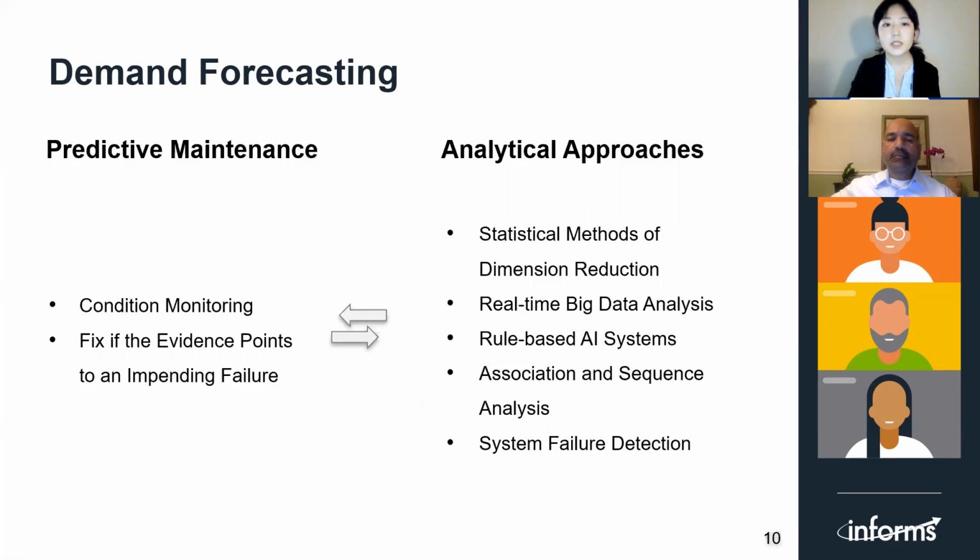Predictive maintenance is mainly achieved by analytical approaches, starting from the statistical method of dimension reduction to eliminate irrelevant factors. We then use real-time big data analysis, such as rule-based AI systems and association and sequence analysis. Together, this can help us detect system failures.